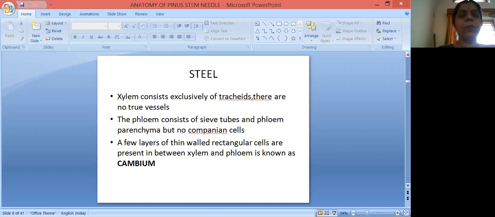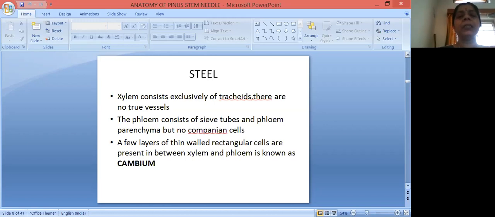Xylem and phloem together are called complex tissues and translocating tissues. Xylem is a complex tissue composed of four types of cells. The four types of cells are, in order: tracheids, which are xylem cells; trachea, the xylem vessels; the third one is xylem fibers; and the fourth one is xylem parenchyma.